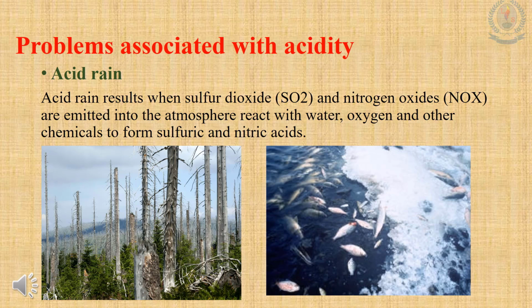Acids can also have harmful effects on us and our environment. An example is acid rain. Acid rain results when sulfur dioxide and nitrogen oxides are emitted into the atmosphere and react with water, oxygen and other chemicals to form sulfuric acid and nitric acid.